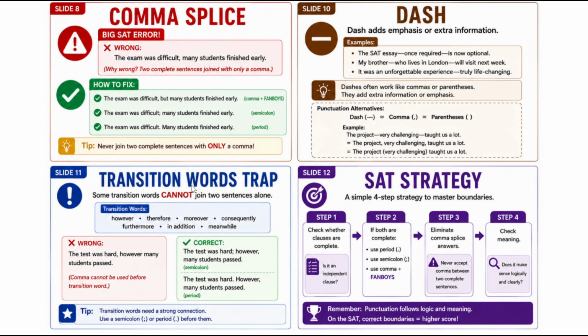Okay, next, transition words trap. Many students think transition words can connect two sentences alone, but that is not true. Common transition words: however, therefore, moreover, consequently, furthermore, in addition, meanwhile. Wrong example: The test was hard, however, many students passed it. A comma cannot be used before a transition word. Never.